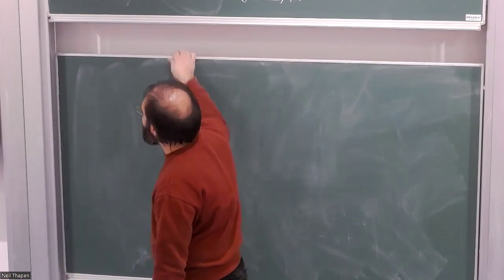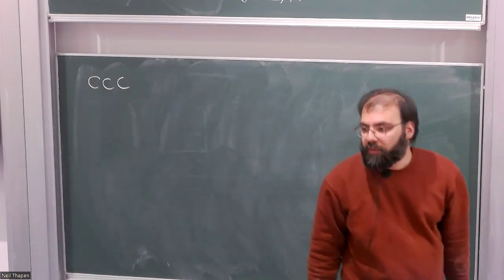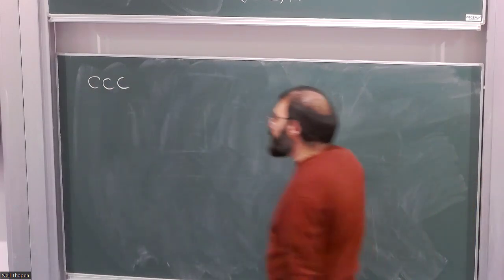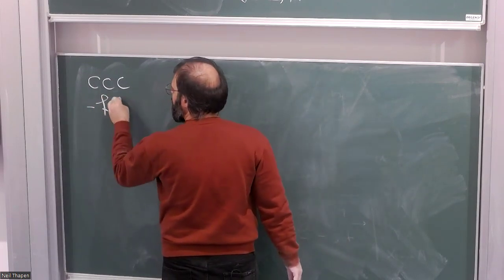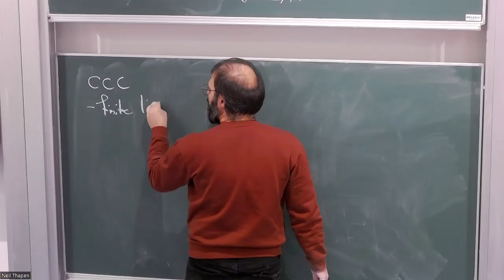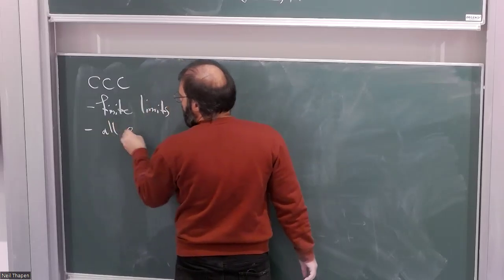what is a Cartesian closed category? CCC, they're called. So a Cartesian closed category is simply a category with all finite limits and all exponentiations.